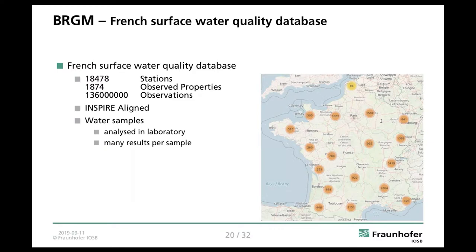And last project, yet another completely different thing. BRGM, the French geological survey, so to say, is not just doing geological things, they also maintain the water quality database for the entirety of France. That's a database of about 18,500 measurement stations. They're measuring something like 1,800 observed properties. That's chemical substances in water, chemical substances in soil, things like that. And in the last 40 or 50 years, they've gathered about 136 million observations. They wanted to know, can we put it in SensorThings, or does that just blow up the system? And they also wanted it to be Inspire aligned, which is the European directive for publishing geodata.